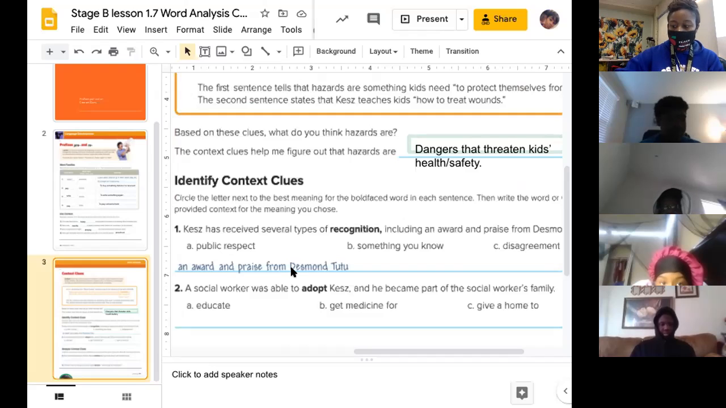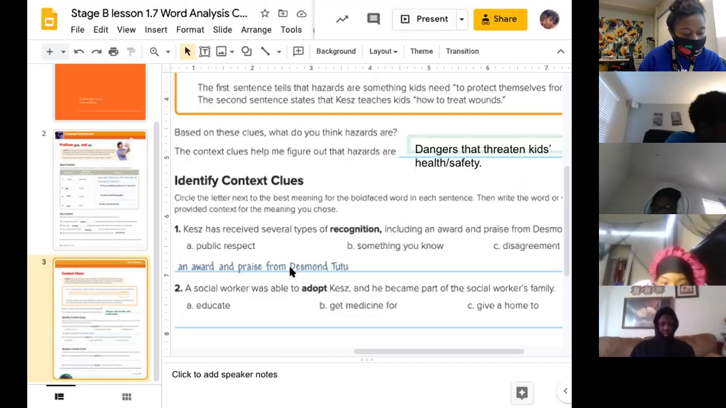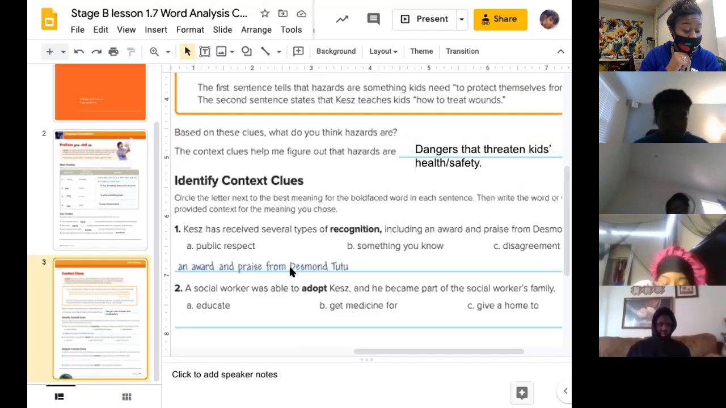Kez has received several types of recognition, including an award and praise from Desmond Tutu.